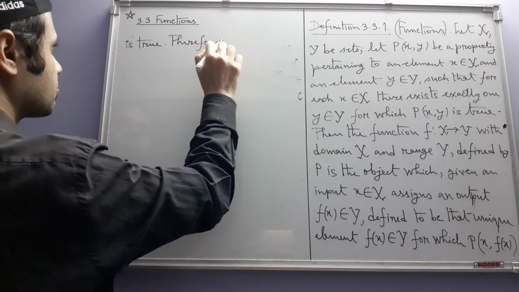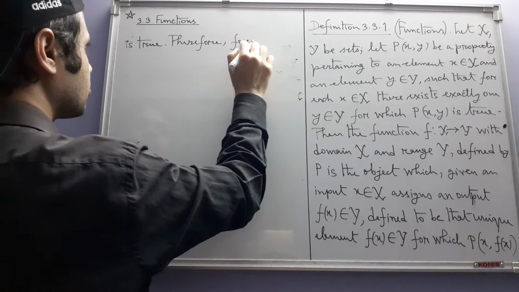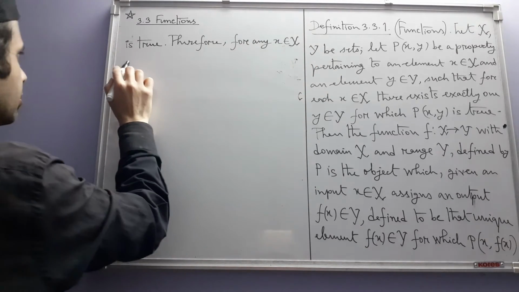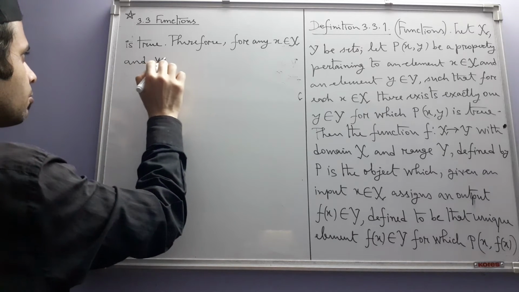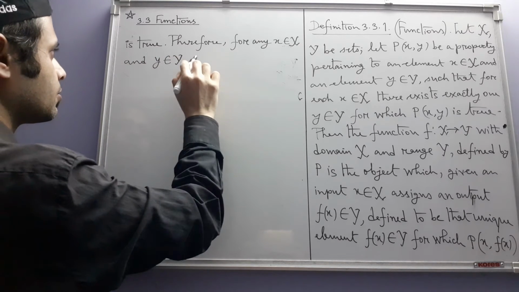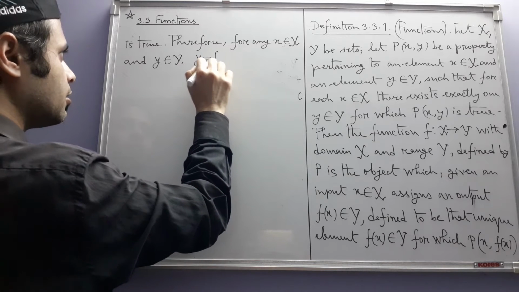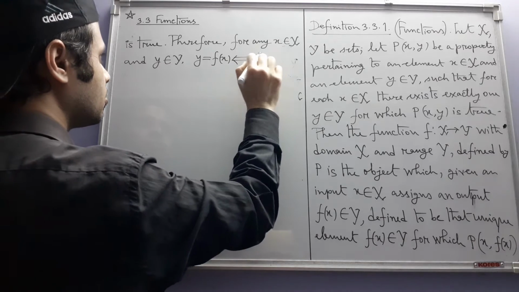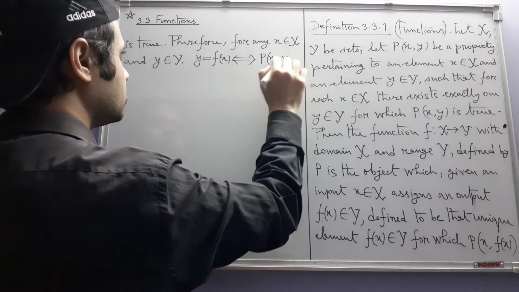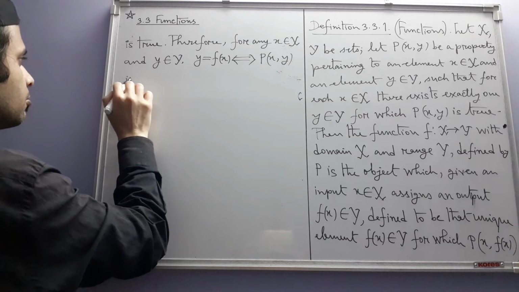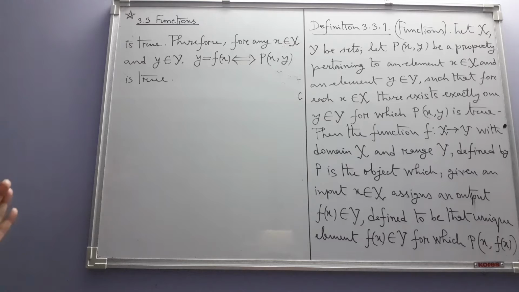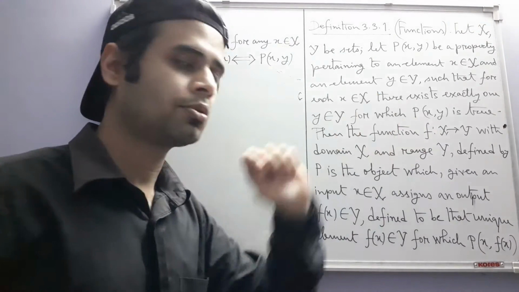Therefore, for any x in X and y in Y, y is equal to f(x) if and only if P(x, y) is true. Okay, so this is the formal definition of a function, which is being defined by a property like this.